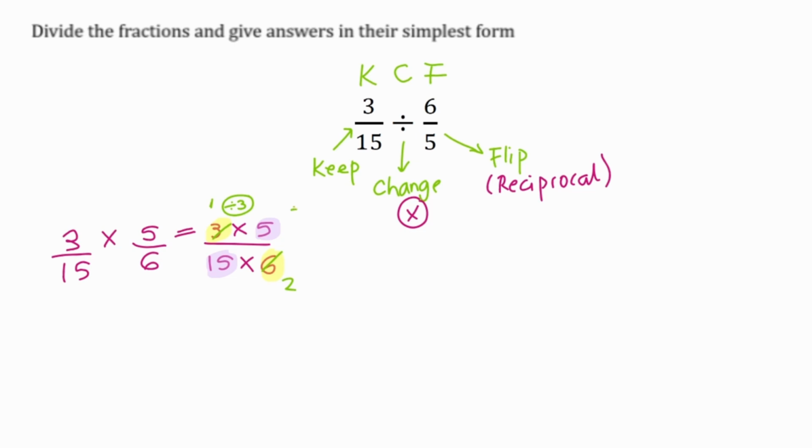So I'm going to divide both these numbers by 5. 5 divided by 5 is 1. 15 divided by 5 is 3. And now I can rewrite these as 1 times 1 in my numerator over 3 times 2 in my denominator. And now this gives me 1/6 as my final answer.